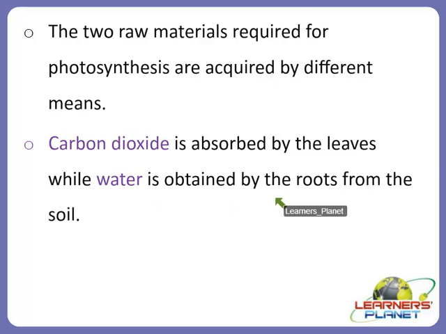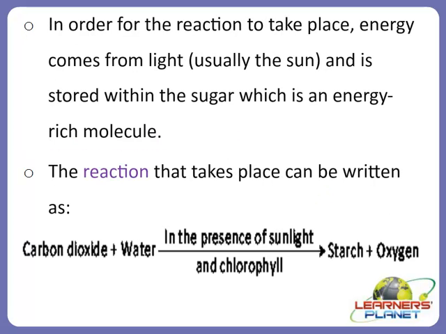So the two raw materials required for photosynthesis are actually acquired by different means. Carbon dioxide is absorbed by the leaves, while water is obtained by the roots from the soil. Right? Always remember this, that water, carbon dioxide and sunlight are essential for the green plants to make the food. But that doesn't mean that carbon dioxide will be obtained by roots. No, it is absorbed by the leaves. It is a gas. And water is in the liquid state, so it is obtained by the roots, by its branches. That means the root hairs from the soil.